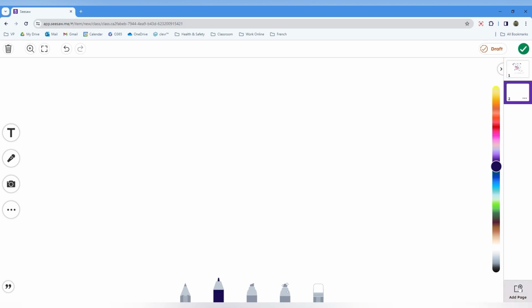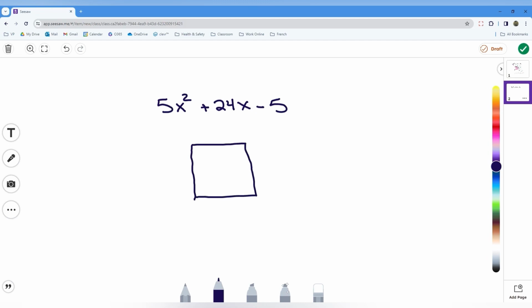Let's go ahead and try another one. If I have 5x squared plus 24x minus 5, once again, let's set up a box divided into two columns. Now, again, down this first column, I'm looking for what multiplies to make 5. There is only one combination that will multiply to 5, and that is 1 times 5.